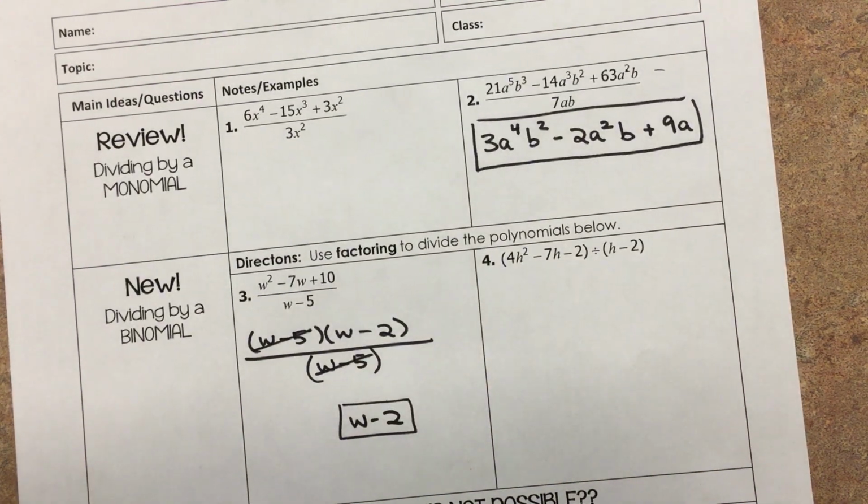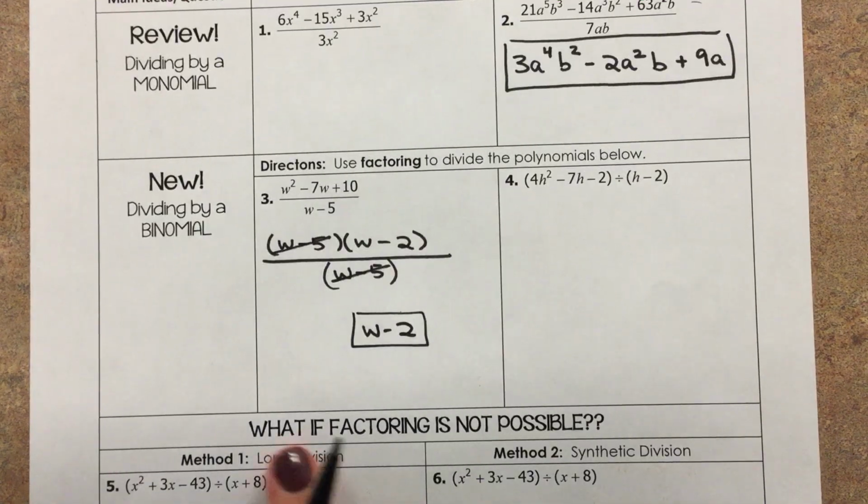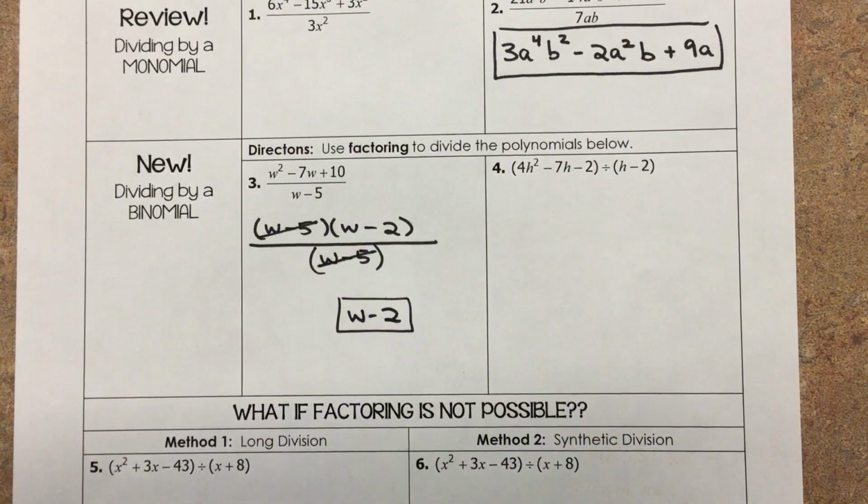That's great if you're good at factoring and if it is factorable, but most of these are not going to be factorable. Okay, so then we get down to this next category right here. What if factoring is not possible? And that's usually the case with what we're going to be looking at here. So we have 2 different methods. Method number 1 is long division.